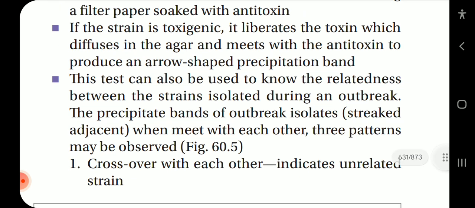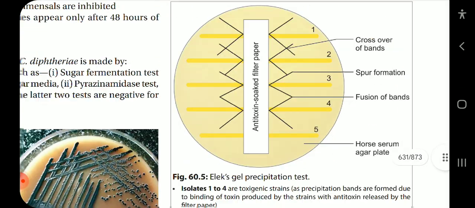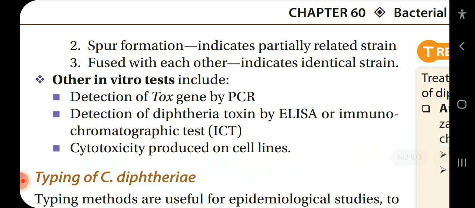This test can also be used to know the relatedness between the strains isolated during an outbreak. The precipitate bands of outbreak isolates streaked adjacent, when meeting with each other, show three patterns. Crossing over with each other indicates unrelated strains. Spur formation indicates partially related strains, and fusing with each other indicates identical strains. Other in vitro tests include detection of tox gene by PCR, detection of diphtheria toxin by ELISA or immunochromatographic test, and cytotoxicity produced on cell lines.